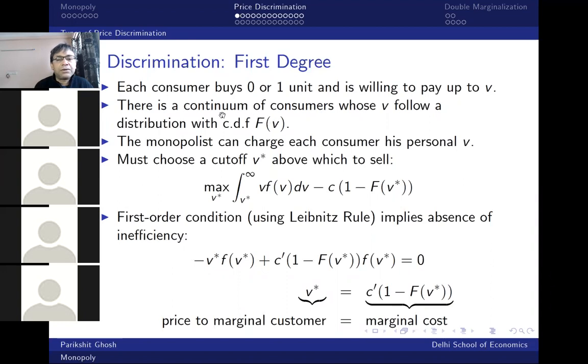Consumers are of measure one. If everybody buys a car, the number will be one. Now, what does the capital F function signify? It signifies what fraction of consumers have a valuation less than whatever you put into the function, V star. The people whose values are below V star don't buy. So the remaining people, one minus this, are the buyers. It captures the fraction of people who will buy if the threshold is set at V star.